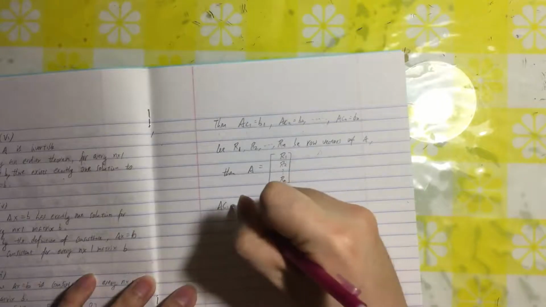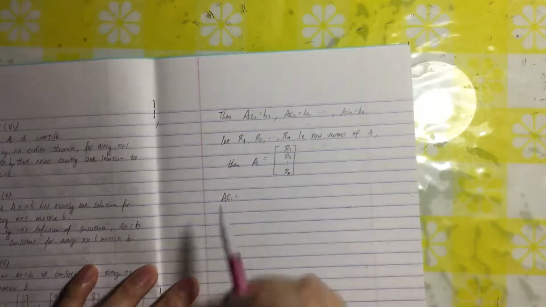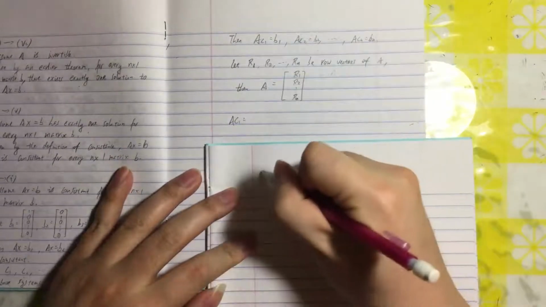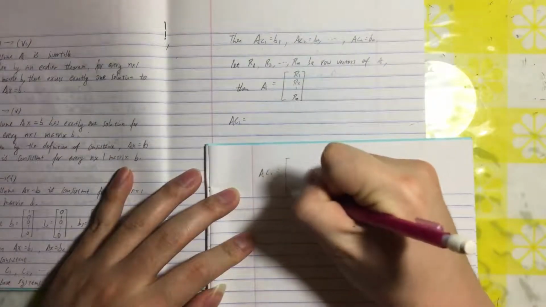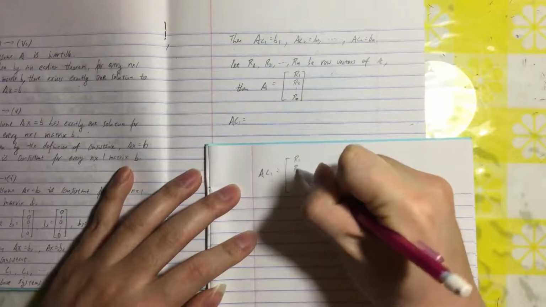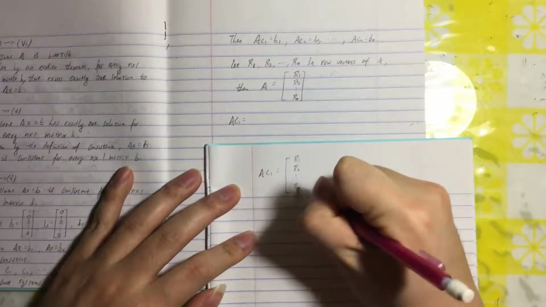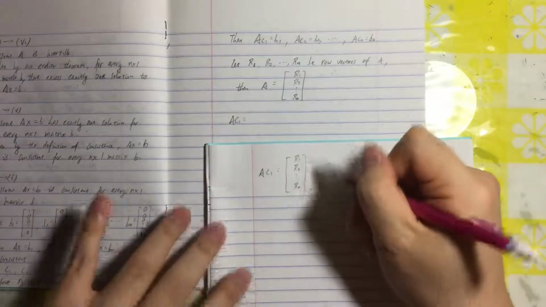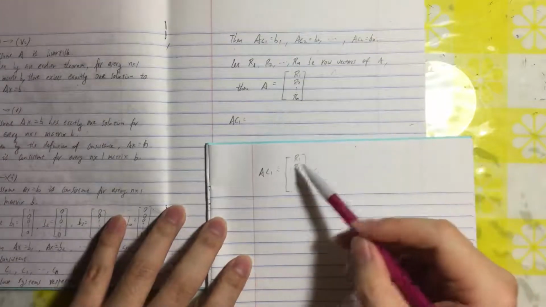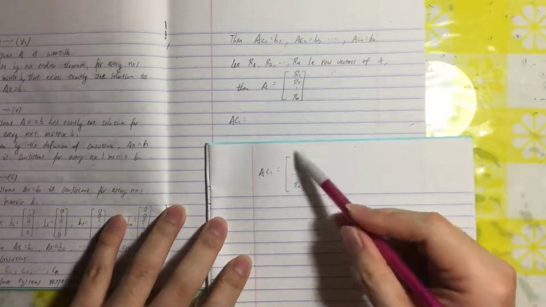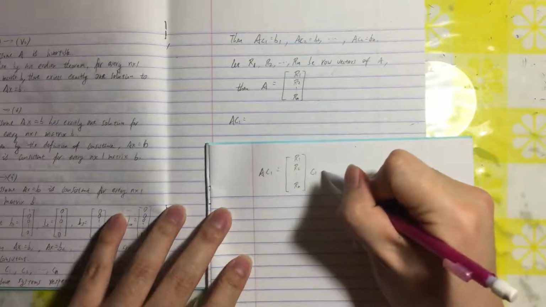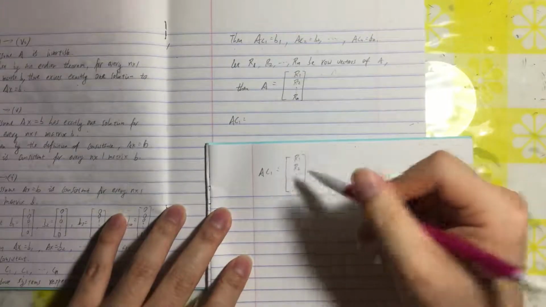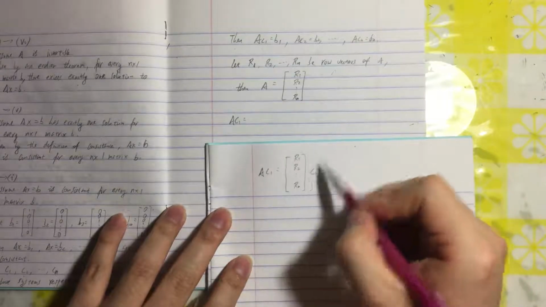What's matrix A times C1? Matrix A, expressed as R1 in the first row, R2 in the second row, Rn in the nth row, times C1. C1 is a column vector. When we multiply two matrices, we take row times column.